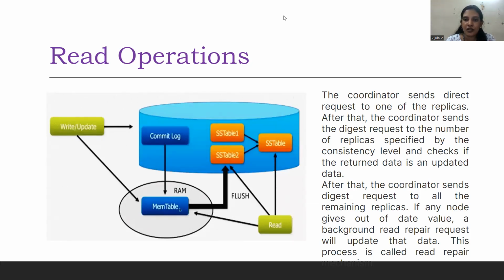Okay, a representation is given and the coordinator sends a direct request to one of the replicas. After that, the coordinator sends the digest request to the number of replicas specified by the consistency level and checks if the returned data is updated data. After which, the coordinator sends a digest request to all the remaining replicas. If any node gives an out-of-date value, a background read repair request will update the data. This process is called the read repair mechanism.